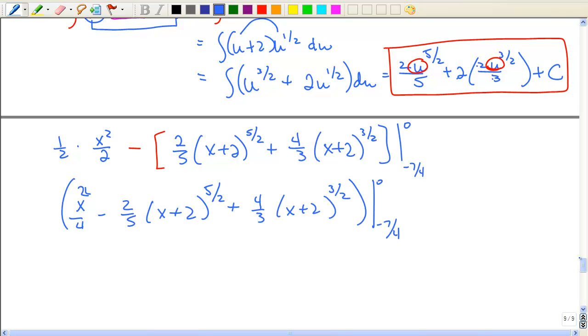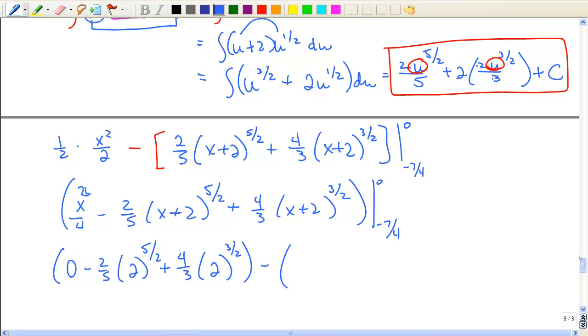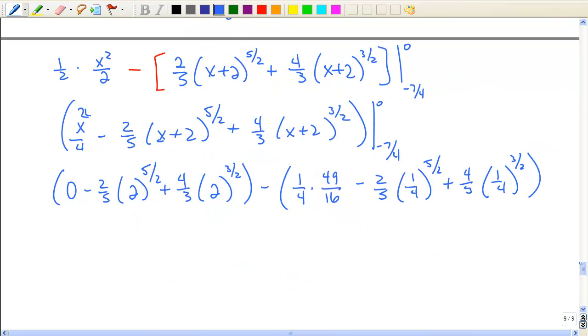Okay, so let's see what's going to happen when I plug in 0. I'm going to have 0 minus 2/5 times 2 to the 5/2 plus 4/3 times 2 to the 3/2 minus, right, I've got this fourth on the bottom, so if I square negative 7/4, then minus 2/5, negative 7/4 plus 2 is 1/4, and then I'm going to have 1/4 again. And now please go to the calculator and get a decimal answer.